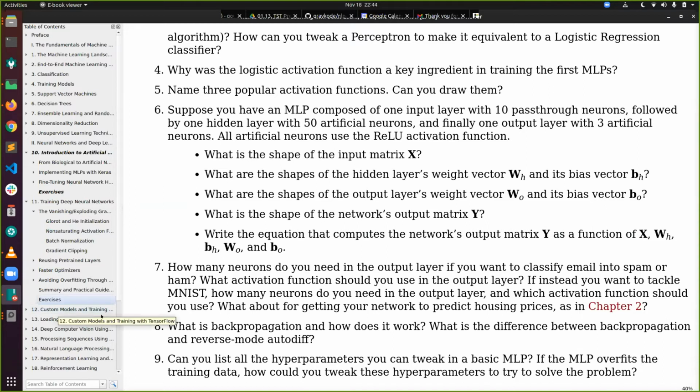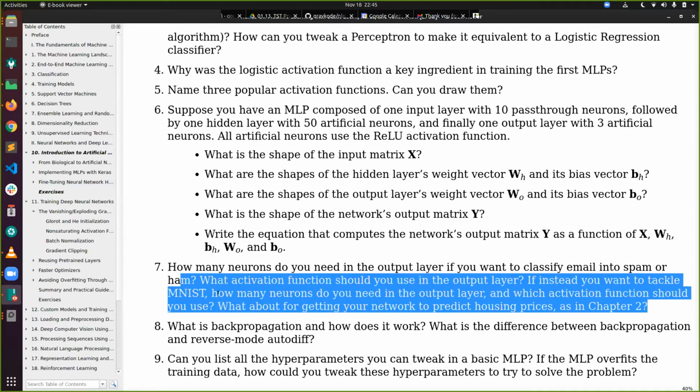How many neurons do you need in the output layer if you want to classify email into spam or ham? What activation function should you use in the output layer? If instead you want to tackle MNIST, how many neurons do you need in the output layer? Which activation function should you use? What about getting your network to predict housing prices? I think that's easy, right? Yeah.